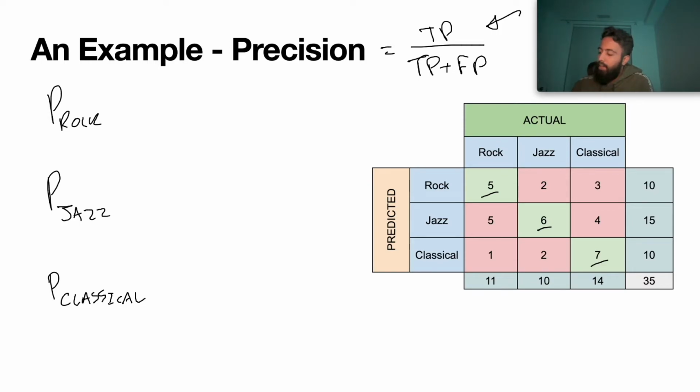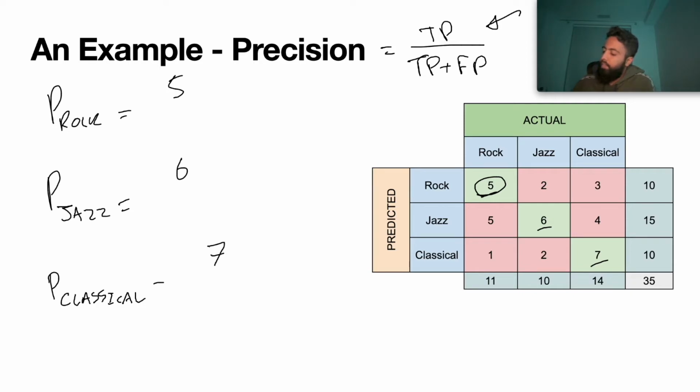So we can see that our model got 5 rock values correct. So it predicted 5 examples as being rock and they were actually rock. And it got 6 values for jazz correct and 7 values for classical correct. We already know the true positives for each one of these. For rock it is 5, jazz is 6, and classical is 7.